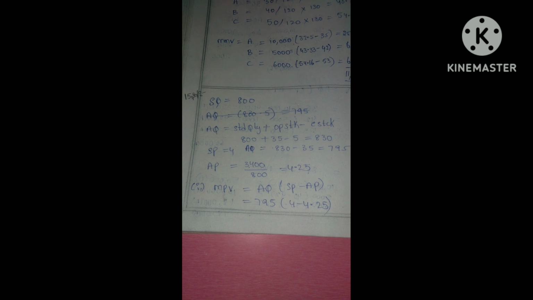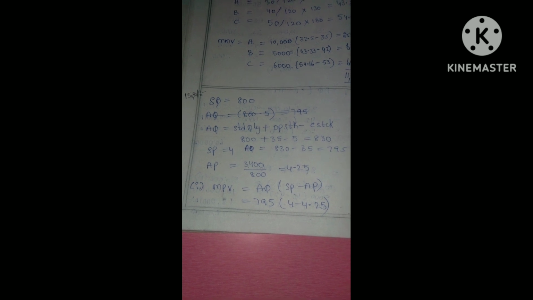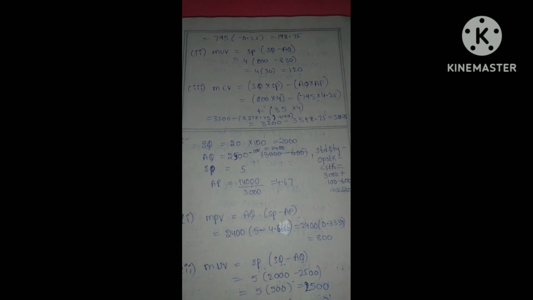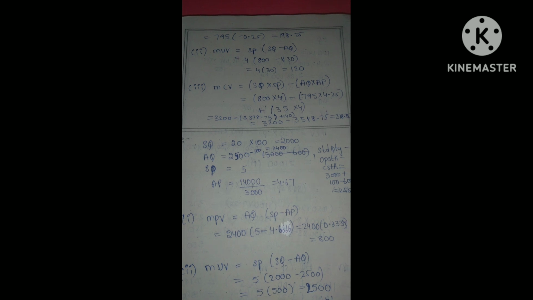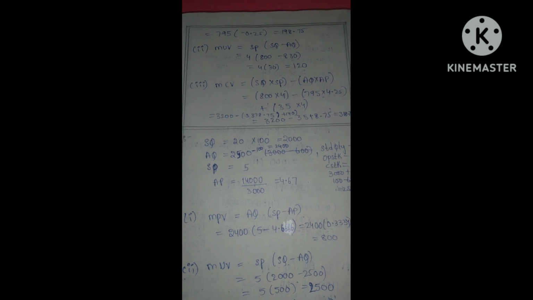First we will find out material price variance. The formula for material price variance is actual quantity into standard price minus actual price. Actual quantity is 795, standard price is 4 and actual price is 4.25. So 795 into 4 minus 4.25, that is equal to 795 into minus 0.25. After simplifying, we will get 198.75.